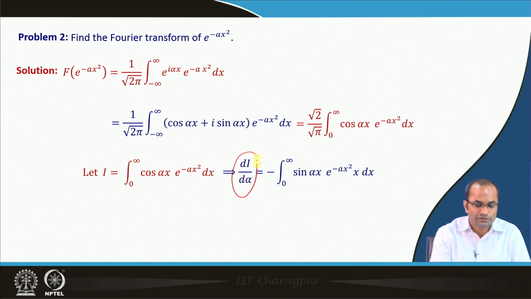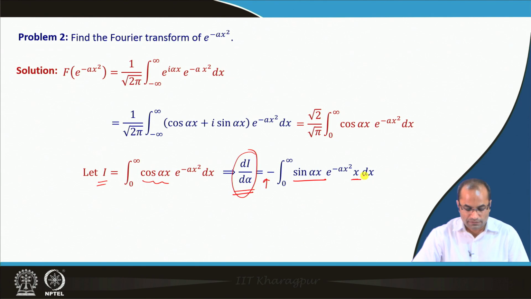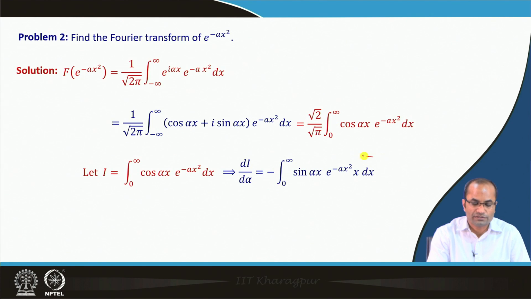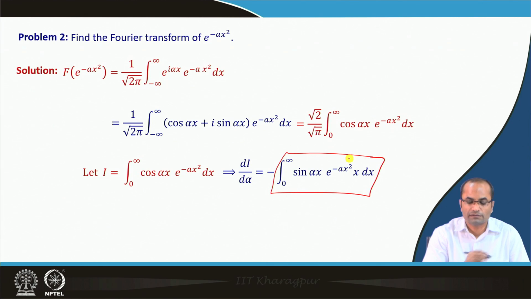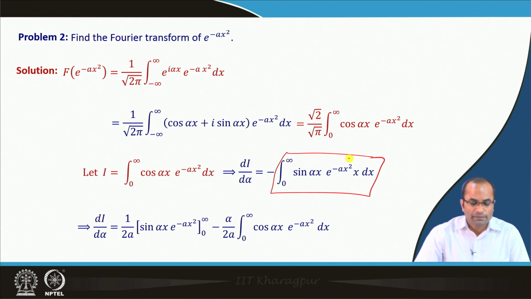So, we will differentiate this I with respect to alpha. Here we have this cos alpha that will become sin alpha with the negative sign, and then one x will appear there, and then we can integrate this integral by parts easily. So, integrating this by parts, we have this exponential function together with x, which can be handled now for the integration.